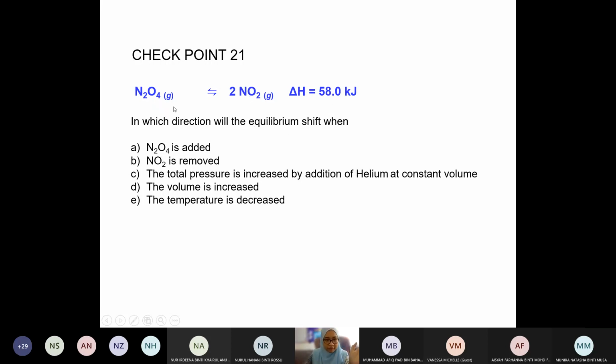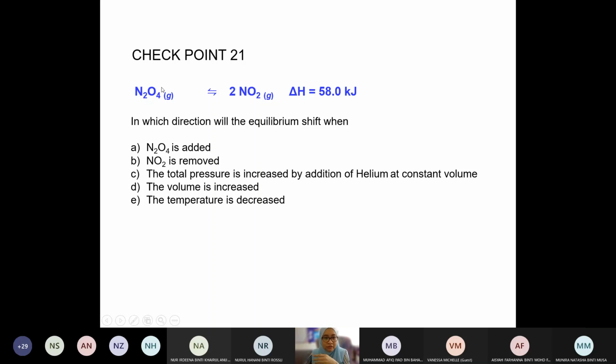This is forward, this is reverse, and then the question: in which direction will the equilibrium shift when N2O4 is added? So this is N2O4. So when N2O4 is added, that means when reactant is added. Added can be in terms of concentration, mole. So let's just assume the added N2O4 is in terms of concentration. Okay, all right, when the concentration of N2O4 is increased.